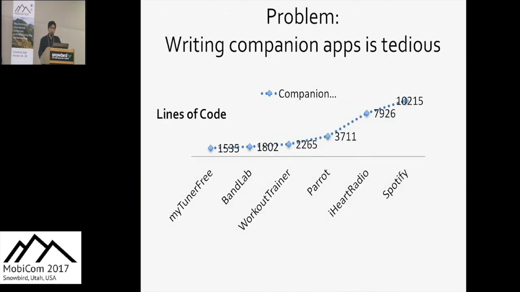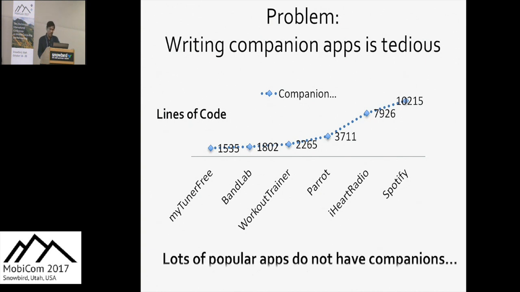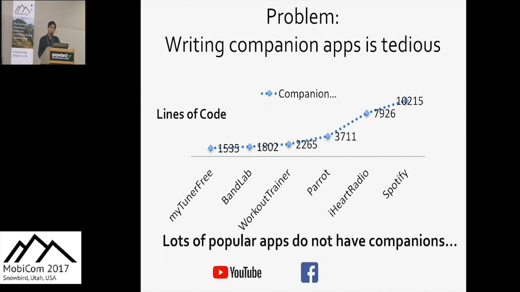So there's a problem here. Writing a companion app is too tedious. As you can see, the lines of code of current existing companion apps take over 1,000, and some are even more. By the way, we already exclude the code for common libraries. As a result, lots of popular apps, like Facebook, do not even have companion apps. Even if you're a third-party developer who wants to develop a companion app for those, you have no way to do that.